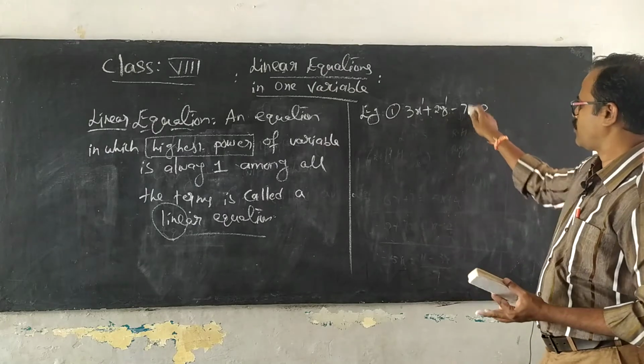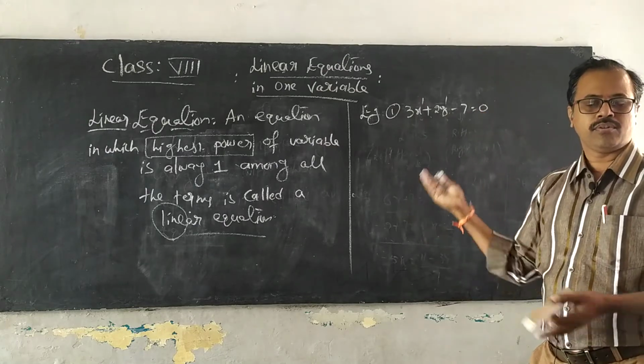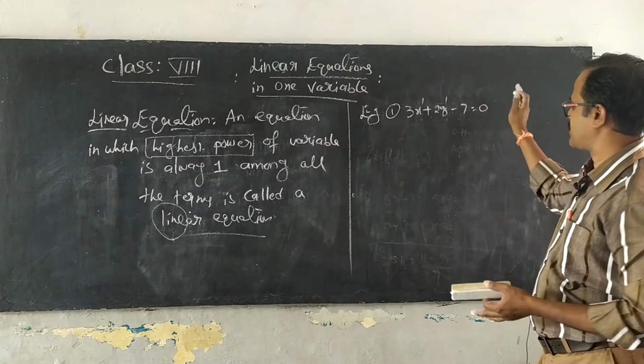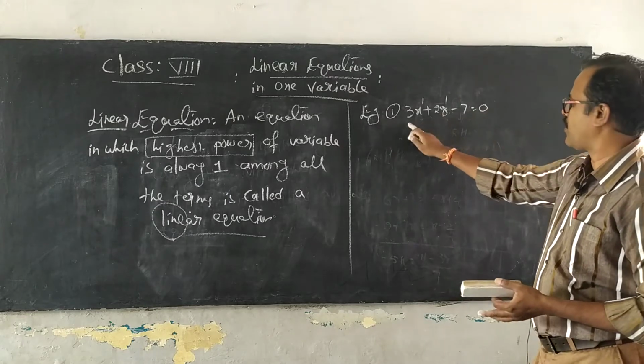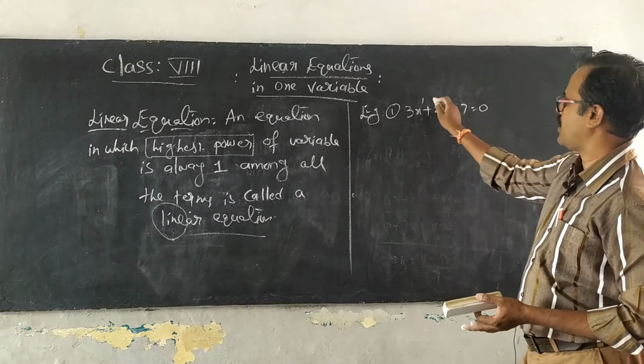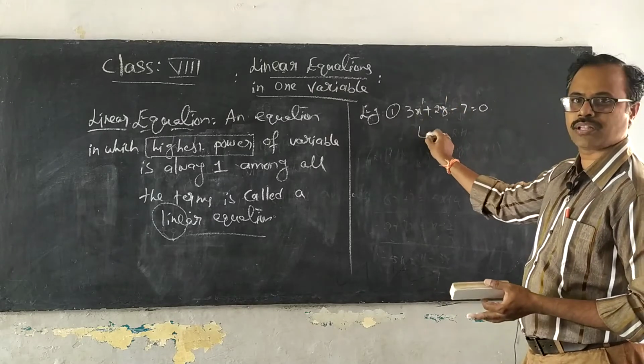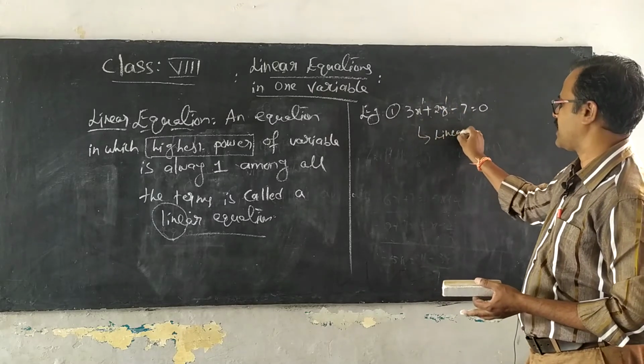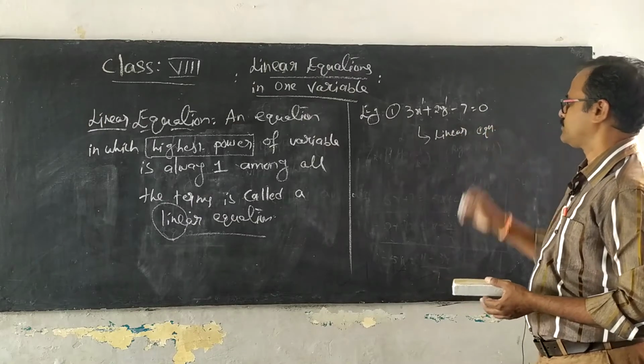Here there is no variable, so you don't have any power there. Leave it. It is a constant. Now among all these, which is the highest one? Both are equal. So the highest power is 1. You call this one a linear equation.